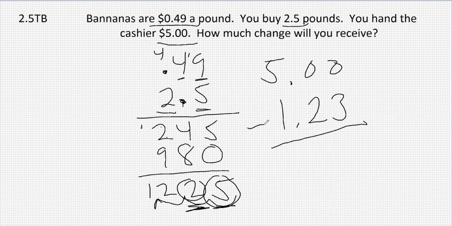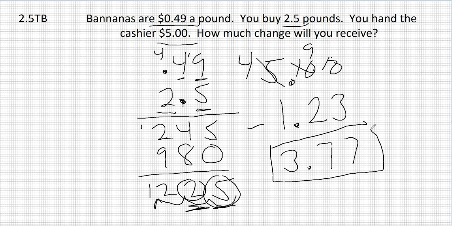Now when you subtract decimals, you do need to line up the decimals so that we subtract the same place value. Looks like we're going to need to borrow, so let's borrow across. And now we end up with 10 minus 3 is 7, 9 minus 2 is 7, 4 minus 1 is 3. So our change is going to be $3.77.